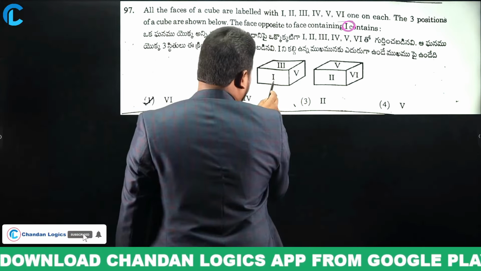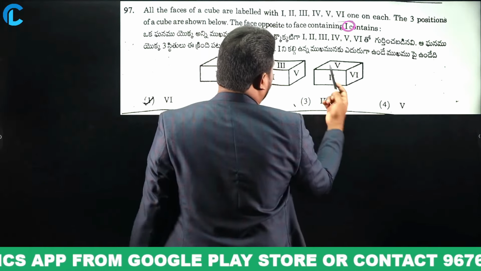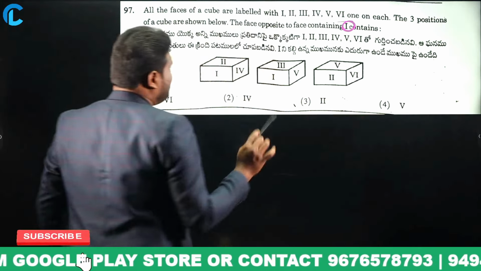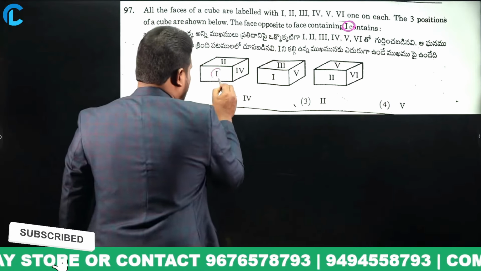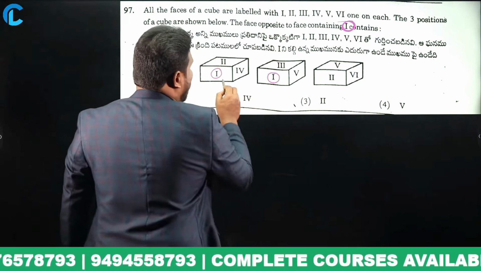Similarly, we have 1 here. What is common? 3, 5. Anywhere we have 3, 5 common? No, we don't have 3, 5 common. So simply what you will do is, if you observe carefully, here we have 1, here we have 1. In both of these, I have 1.